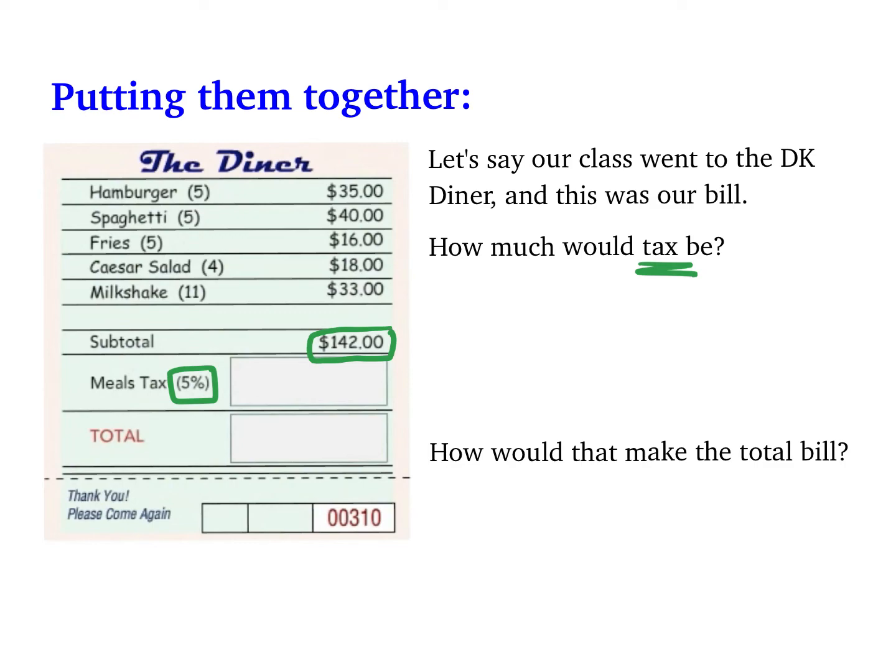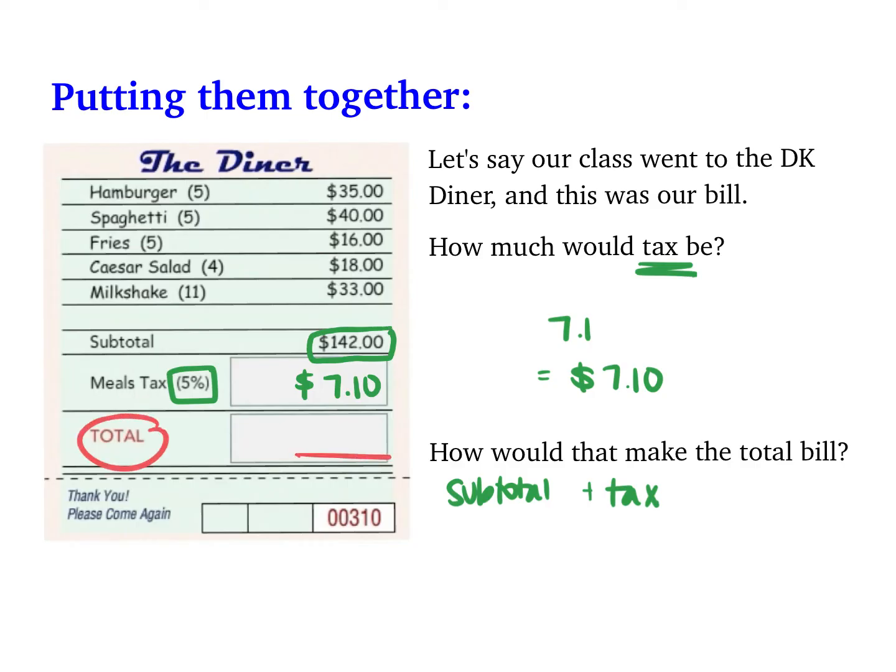So hopefully you got an answer of 7.1, which in money would be $7.10. So then our total comes from the subtotal plus the amount of tax. So you'd want to add those two things together. So go ahead and do that now to calculate your total. And hopefully you got $149.10.